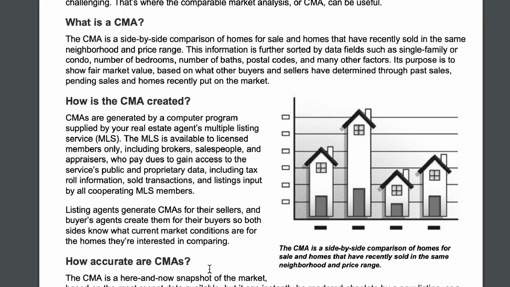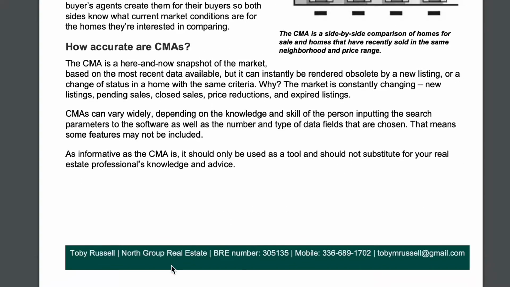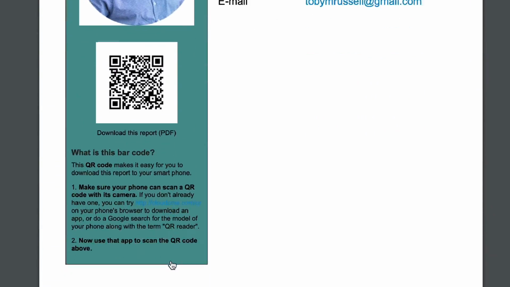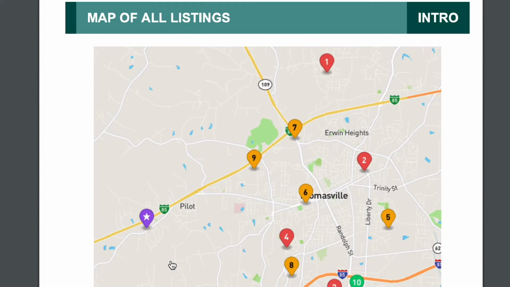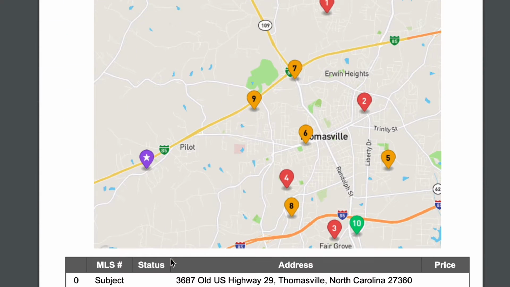So how accurate are these CMAs, or comparative market analyses? It's a quick snapshot of homes in your area. Once you analyze the data and know what you're looking for, you can determine what your home's probable sales price could be in today's market. It tells a little bit about me, but no one really cares about that. On the third page, it shows a map of sales in relation to your home.